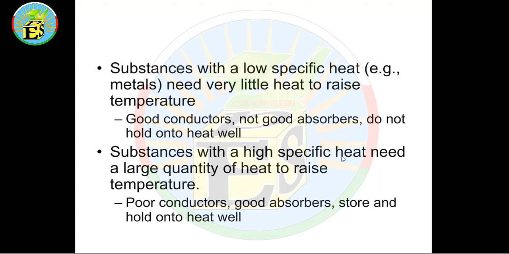Substances with high specific heat need a large quantity of heat to raise temperatures. Poor conductors, good absorbers, store and hold heat well. So metals are good conductors for energy and electricity also, but they have low specific heat capacity and don't hold heat inside well. But the materials which have high specific heat capacity are poor conductors but good absorbers, store and hold heat well.